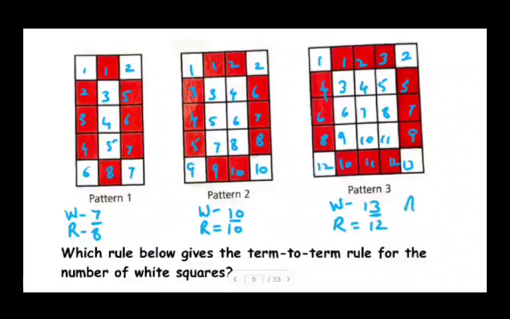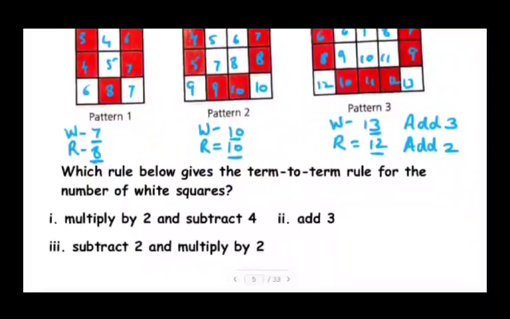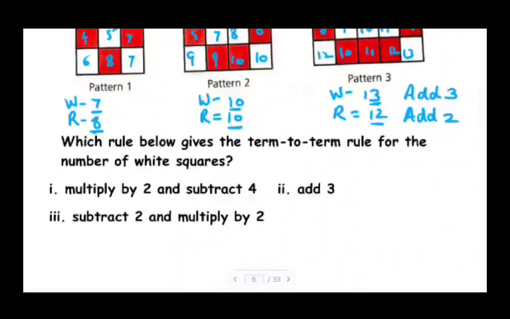So the term to term rule is add 3 for the white tiles. Here we have 8, 10 and 12. So we have a rule of add 2 for the red tiles, right? Which rule below gives the term to term rule for the number of white tiles? So basic work says add 3. This is what we have found out.